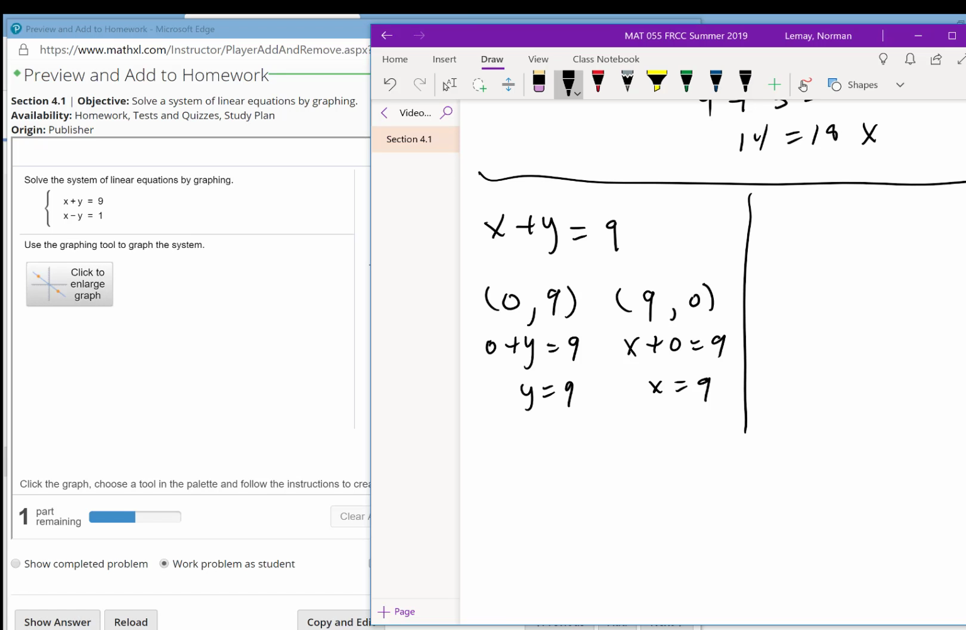So let's take a look at our second equation. So x minus y equals 1. And again, we can do the same thing. So here I come up with my ordered pairs. And I'll just use the y-intercept form. Okay, so again, substituting, I get 0 minus y equals 1. So minus y equals 1.